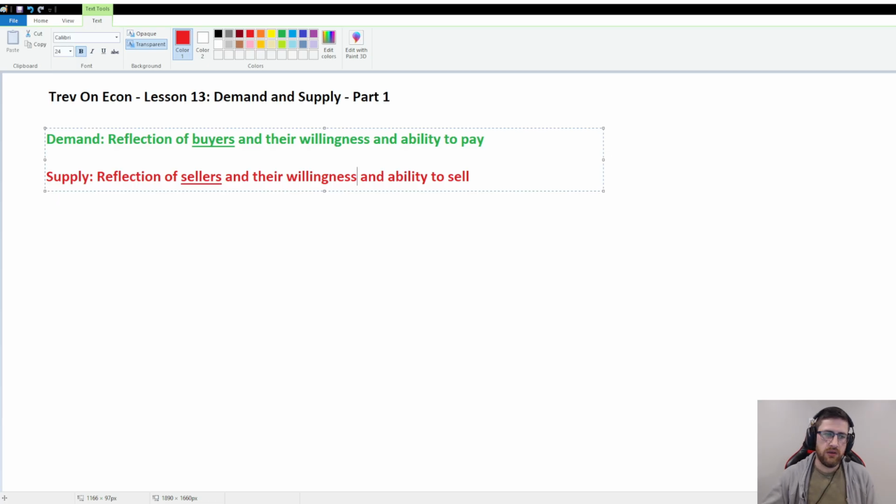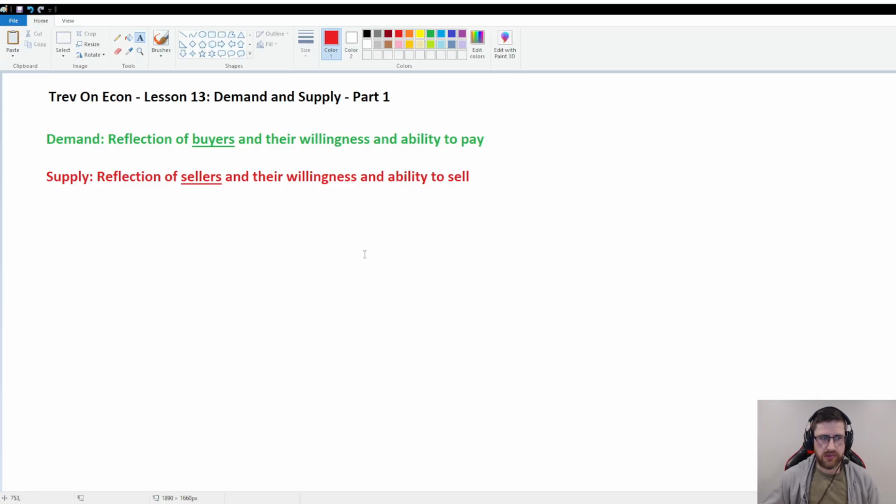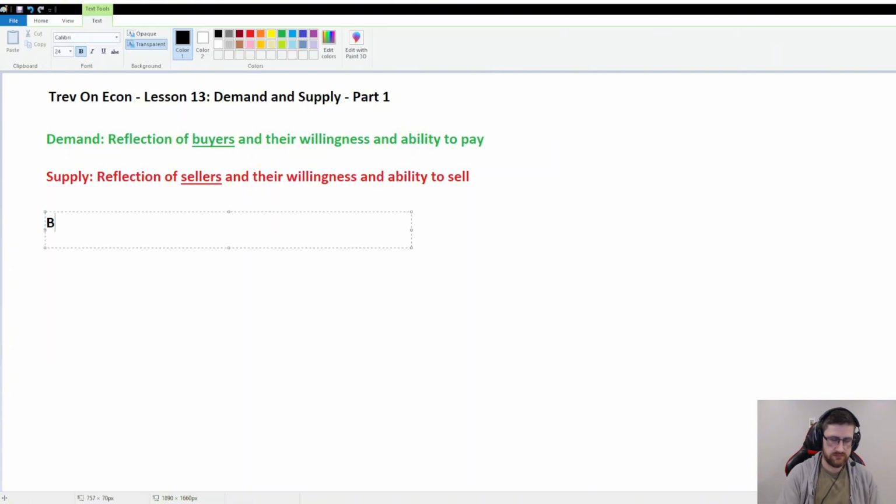So, demand and supply are going to be based around a very simple relationship, and that relationship is price and quantity.